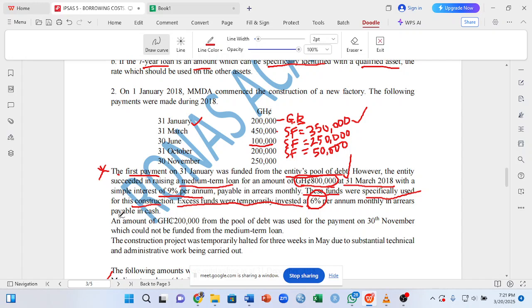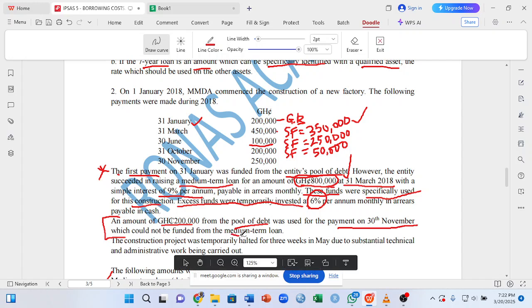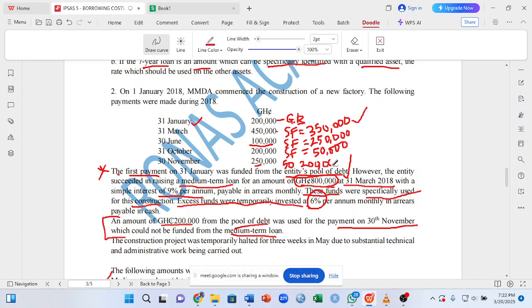The additional 200,000 is what we were given information about over here. We're told that an amount of 200,000 from the pool of debt was used for the payment on 30th November, which could not be funded from the medium term loan. So the additional 200,000 on 30th November was from the pool of debt. That's general borrowing. So that should tell you that the 50,000 here is specific, and the remainder 200,000 here is general. The general borrowings in this question are two: the one on 31st January and the one on 30th November.